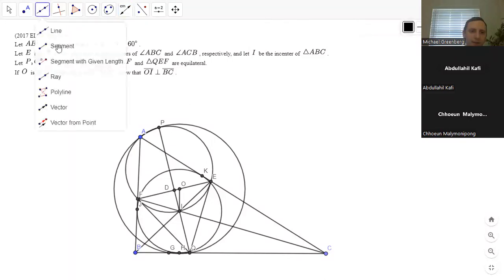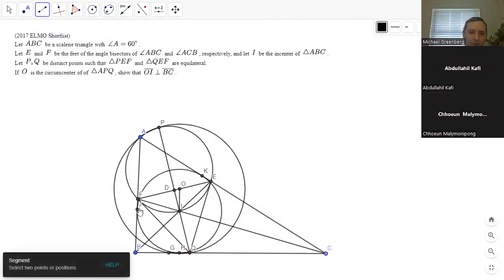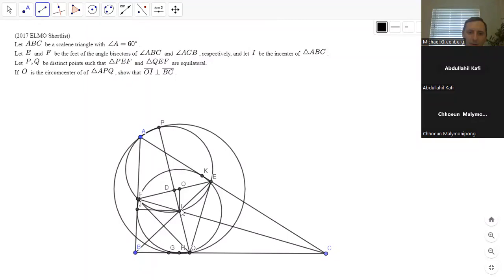Actually, I think it's even easier than that. It's because triangles IJF and IKE are congruent. I think that solves it. And then we know that FJ equals KE, and that proves that GH equals HQ, and that proves that OI is perpendicular to BC. So yeah, that is the solution.